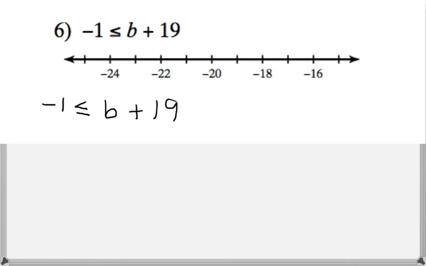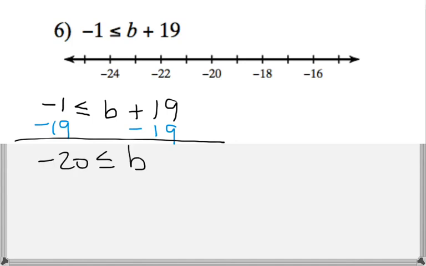Here we have negative 1 is less than or equal to b plus 19. What's preventing the b from being by itself? That plus 19. You undo plus 19 by subtracting 19 on both sides. So now you have negative 20 is less than or equal to b. That plus 19 minus 19 cancels out. If it helps you to write the b on the left, we can go ahead and do that. So b is greater than or equal to negative 20.